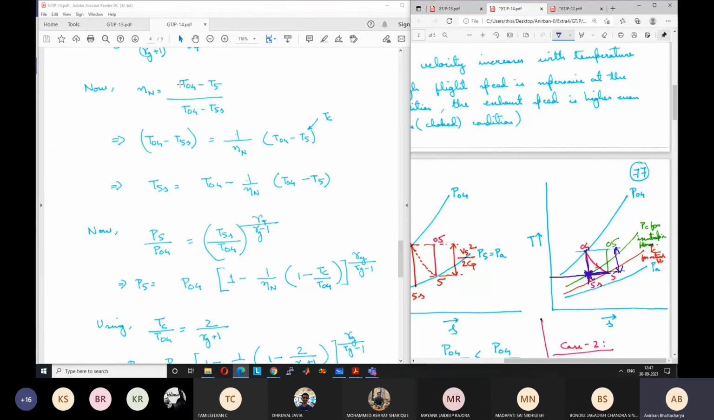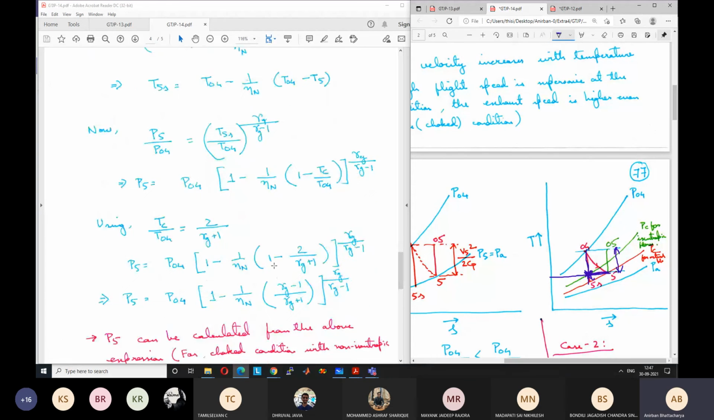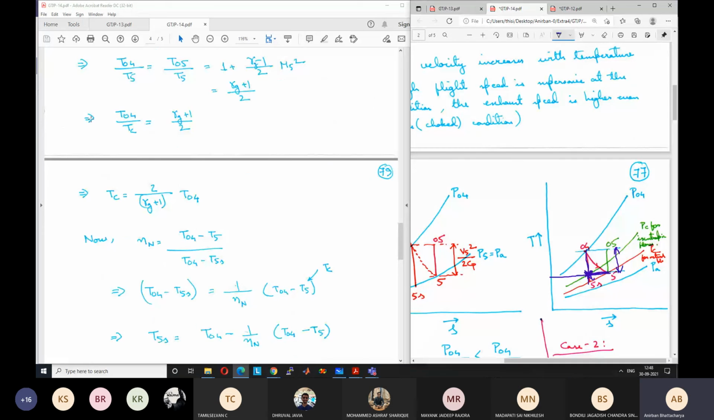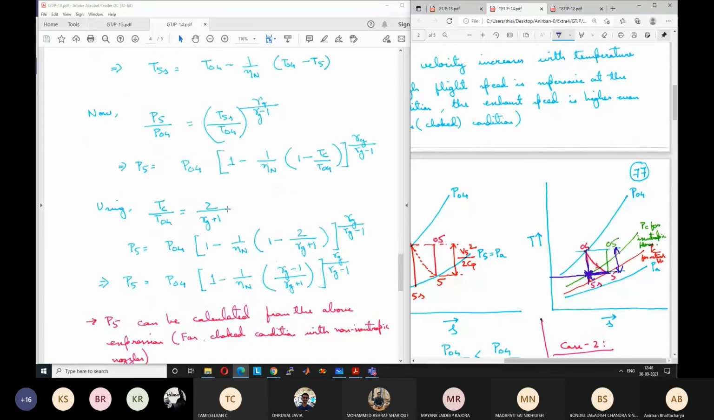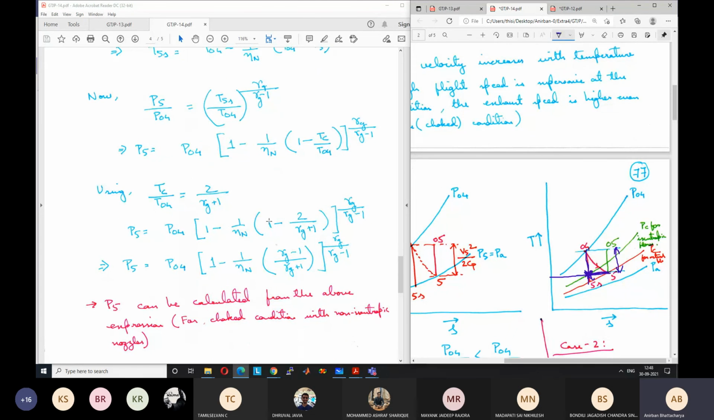Because we know that Tc by T04 is 2 by gamma plus 1, we can replace this Tc by T04 as 2 by gamma plus 1. So we will get P5 is equal to P04 times 1 minus 1 by eta n, gamma plus 1 minus 2, so gamma minus 1 by gamma plus 1. Finally the expression can be written as P5 is equal to P04 into 1 minus 1 by eta n, gamma minus 1 by gamma plus 1, whole to the power gamma by gamma minus 1.